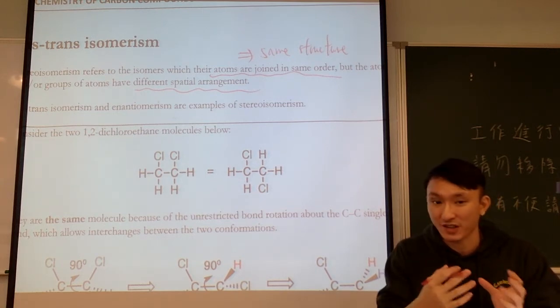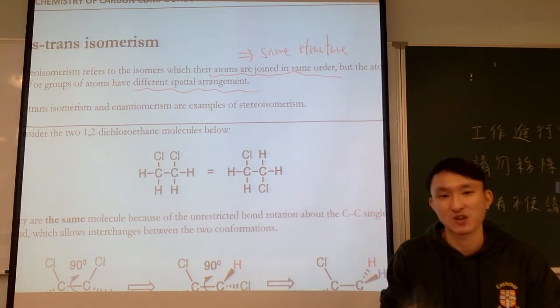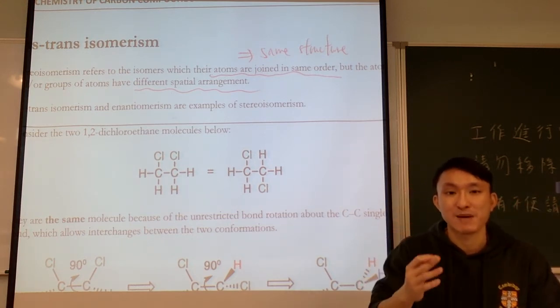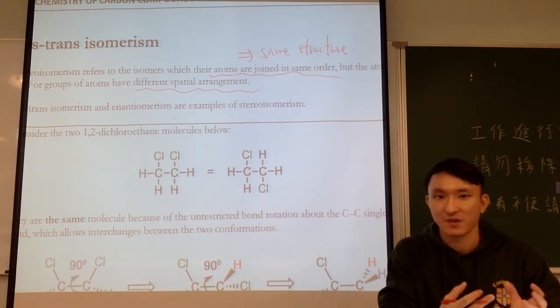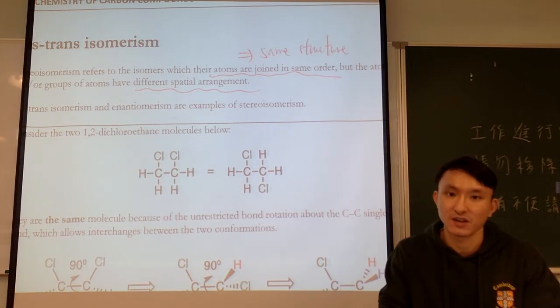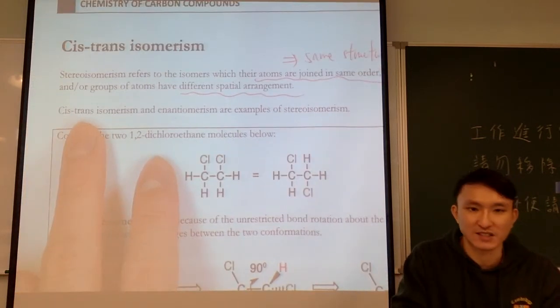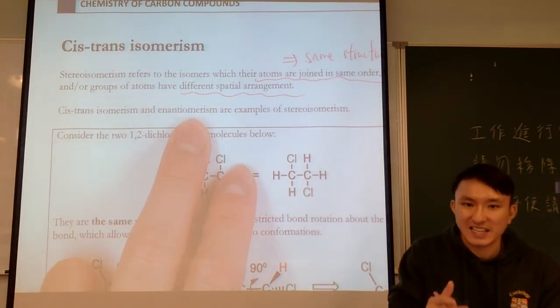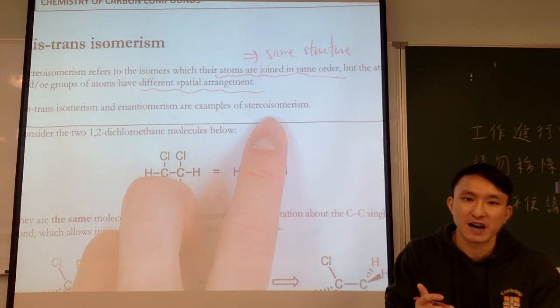So now we will break it down one by one. But you have this mindset, okay? We are talking about the same structure. It's a matter of how the atoms or groups of atoms are located. Okay, the difference in locations. Now, first of all, the first one is called cis-trans isomerism, and the other one is called enantiomerism. These two are two different types of stereoisomerism.